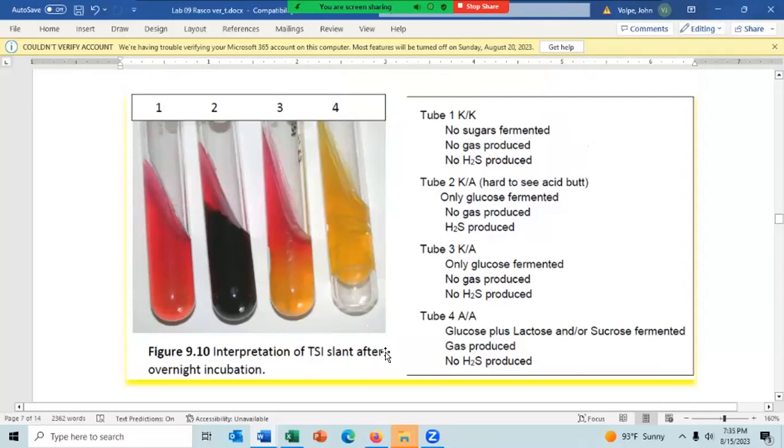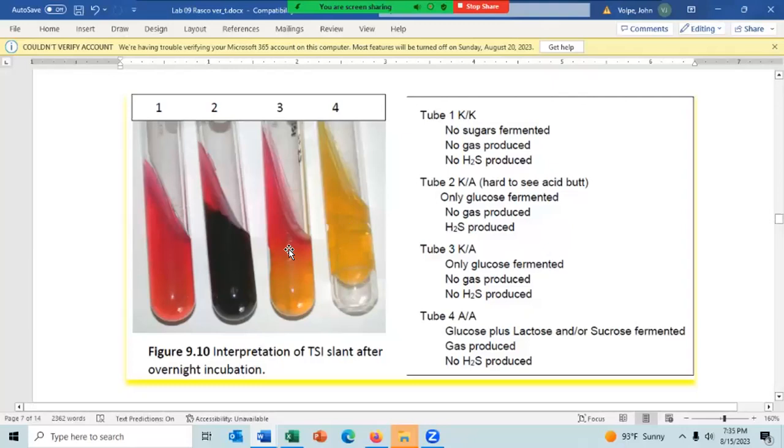Tube 4, it has yellow in the slant and yellow in the butt. So we say A for acid in the slant over A for acid in the butt. When we have this case, we know that glucose is fermented, and then either lactose or sucrose or both sugars are fermented, both in the slant and in the butt. Gas is produced because there's a bubble, no hydrogen sulfide being produced because it's not black. Any questions about tube 4?